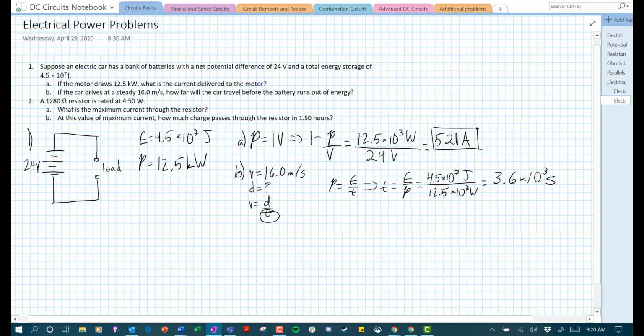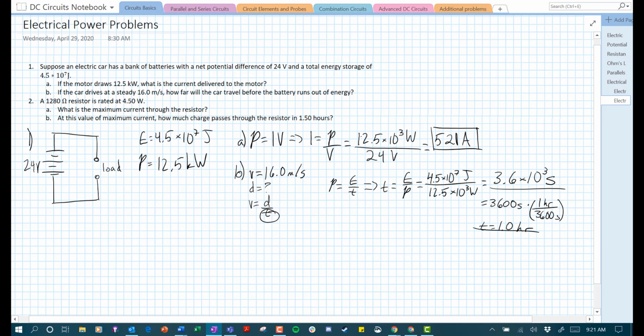Wow, that's actually a really coincidentally round number. Because if we wanted to convert that to hours, there are 3,600 seconds in an hour. So that's just equal to 3,600 seconds times 1 hour over 3,600 seconds. So our time then is just 1.0 hours.